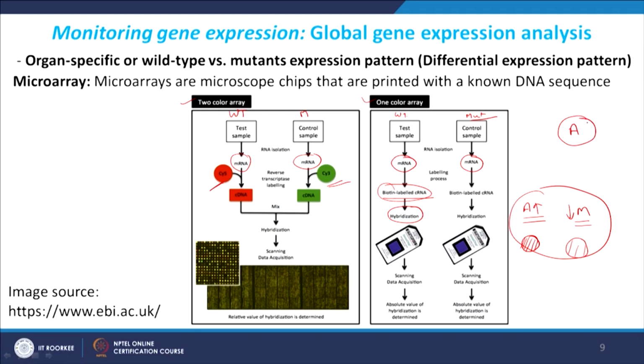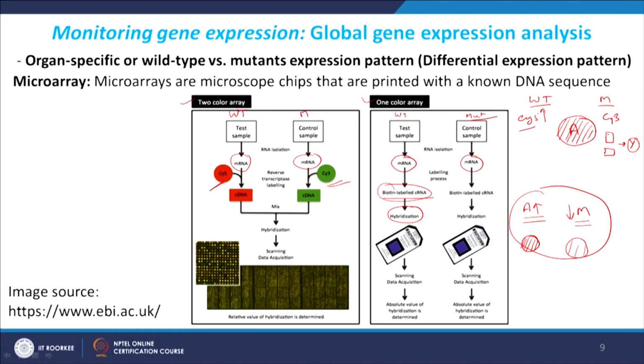Now normally if the expression level of A is the same in wild type and mutant, then you are expecting the same amount of Psi5 label cRNA and Psi3 label cRNA to go and hybridize with this particular probe. So you are expecting the same amount of red signal, the same amount of green signal, and the result will be yellow signal here.